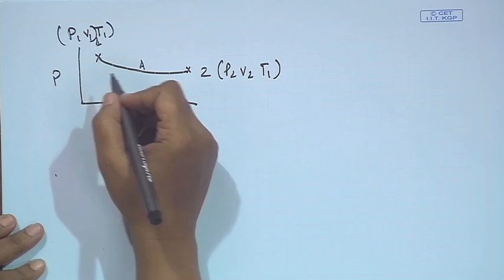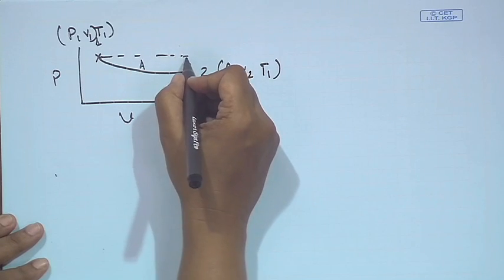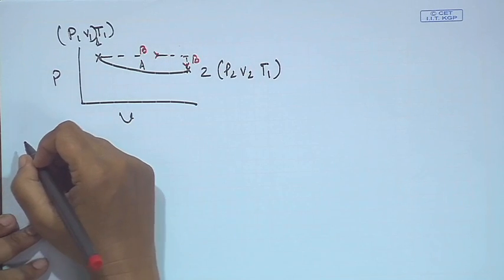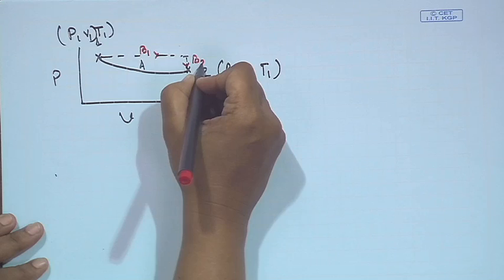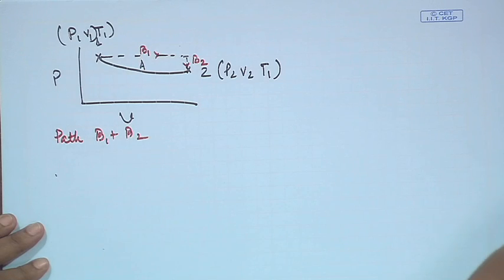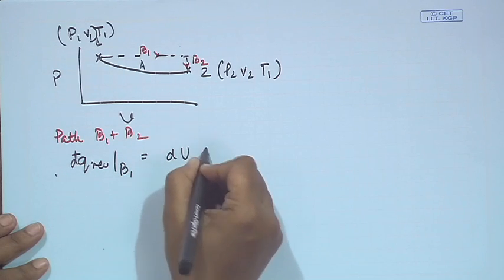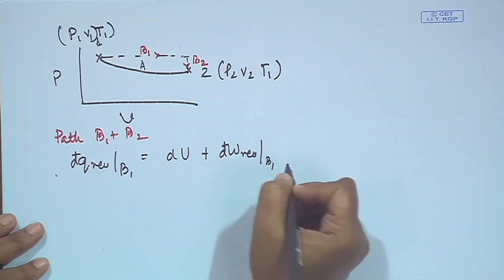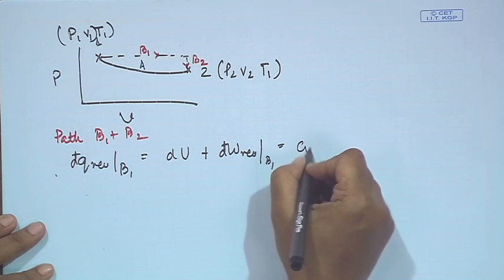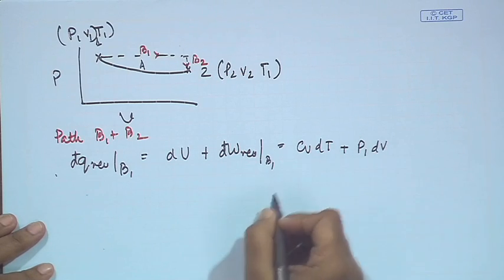What is process B? Isobaric expansion, so that means pressure remains constant. This is isobaric expansion followed by isochoric cooling, right. So process B is you proceed in this way and then in this way. This process comprises two processes, say B1 and B2. For B1 plus B2, we can write dq reversible along B1. This is dU plus dw reversible along B1. What is dU in this case? This is an isobar, so dU is going to be Cv dT, plus the work, which is going to be P1 dV, isn't it?